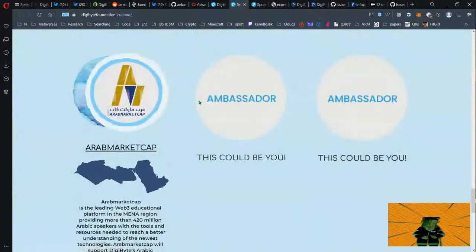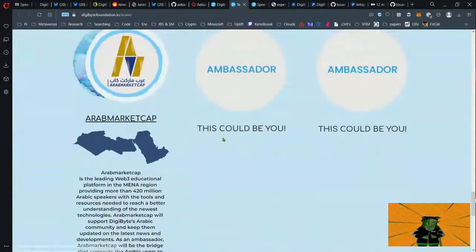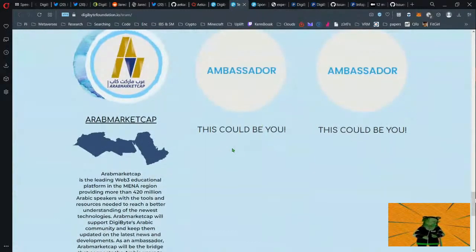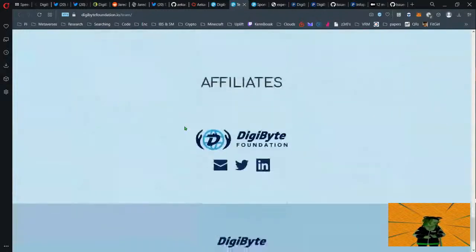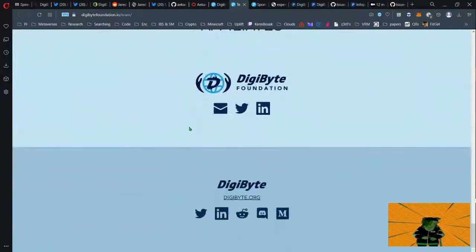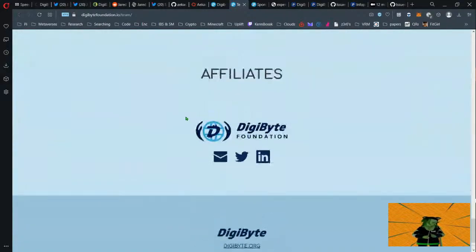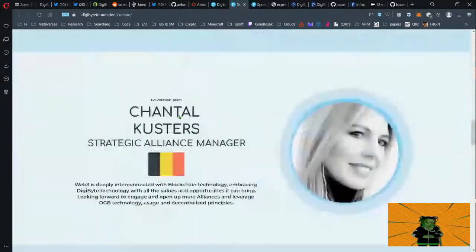And we can see they have ambassador programs. We can see that they are trying to get more people. We do see they are actively raising funds to sustain the foundation, which is normally something you want to see. You want to see people trying to do something to ensure they stay alive.